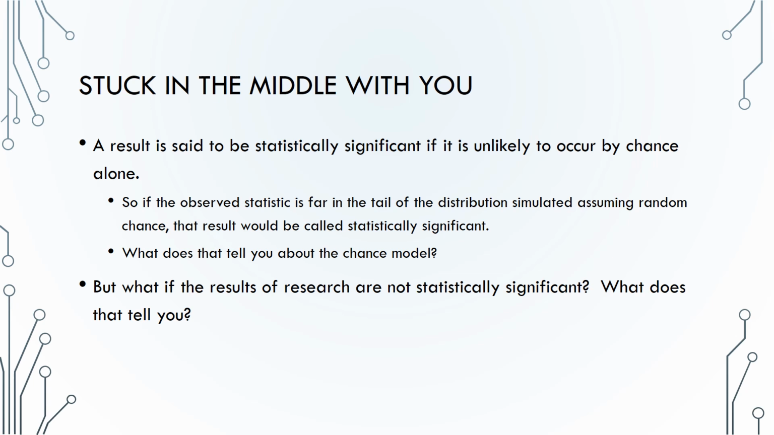But what if the results of research are not statistically significant? What does that tell you? If our observed result does fall in the center of the chance model distribution, what would it say? Well, certainly the chance model could explain the results of the data. But does that mean the chance model is necessarily the only explanation?